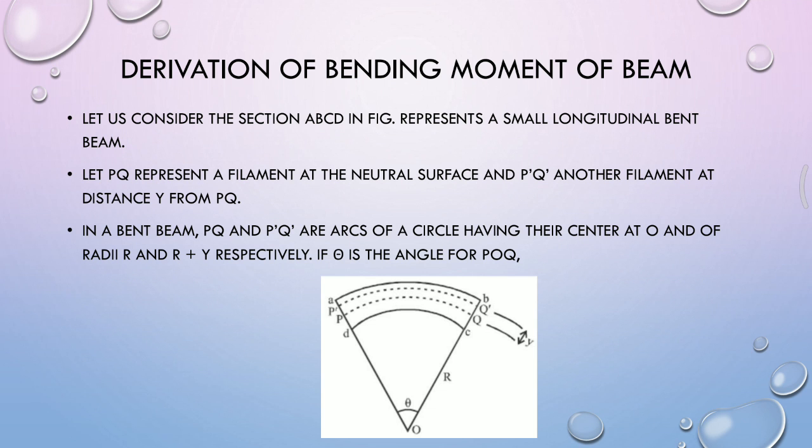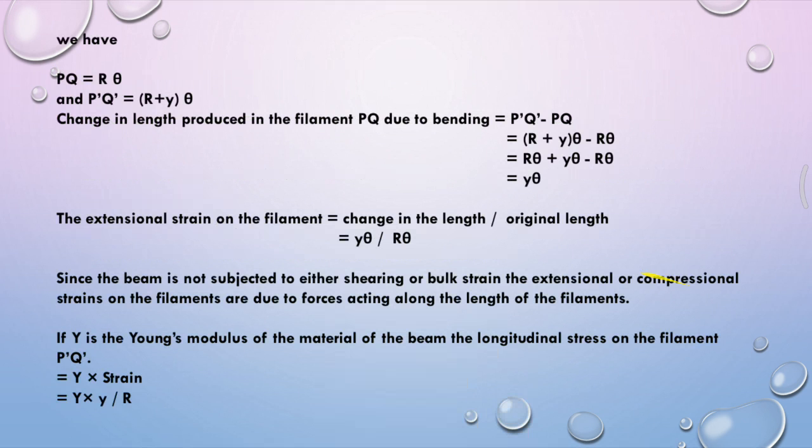If theta is the angle POQ or P'OQ', then we have PQ equal to R theta. That means the length of the arc PQ is equal to R into theta. It is similar to S equal to R theta, where S is the linear displacement, R is the radius of the arc, and theta is the angular displacement. In the same way, the length of the arc PQ is equal to R into theta, where R is the radius and theta is the angular displacement.